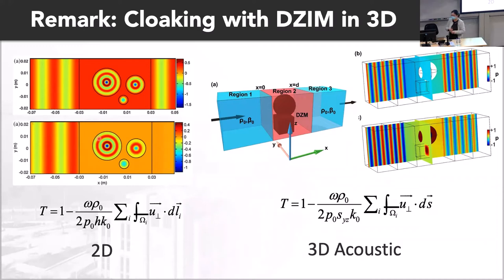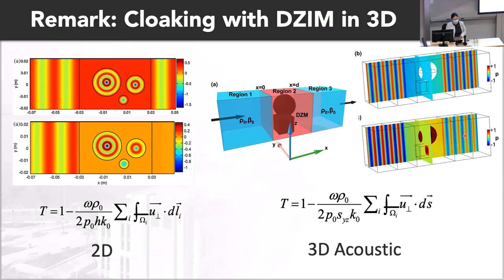For 2D acoustics, because they are mathematically equivalent, I do not list an example here. For three-dimensional acoustic waves, again there is a waveguide filled with double zero index material and defects inside. The transmission can be written in this form, where rather than dL, here it is dS, S meaning surface. You can see the defect's shape also affects the transmission. Sometimes it's stronger and sometimes it's weaker.